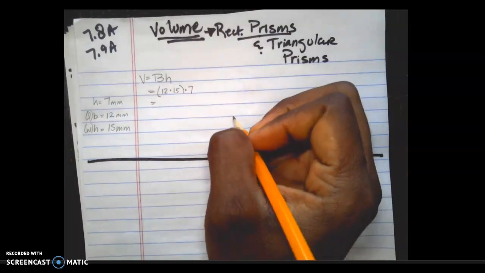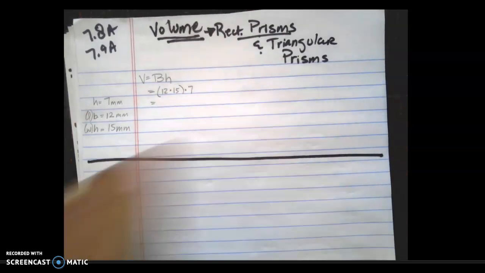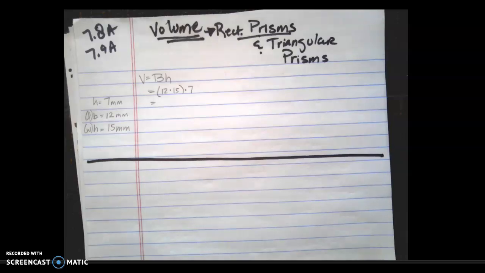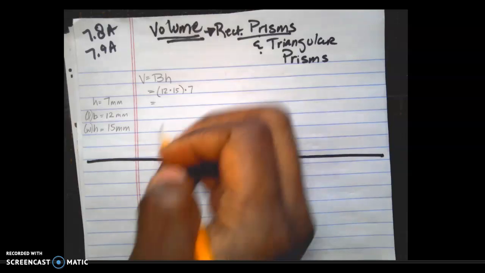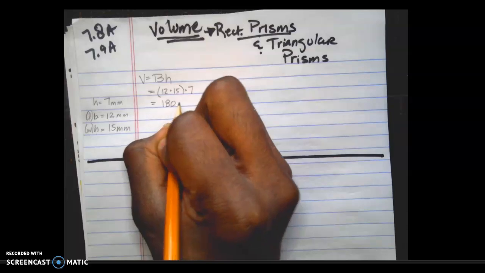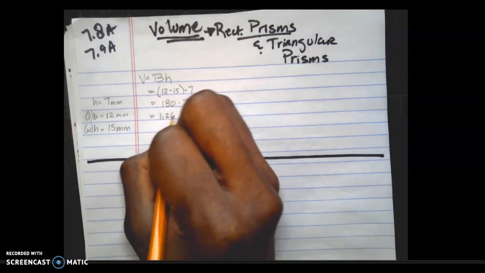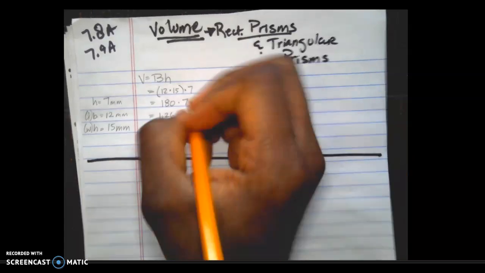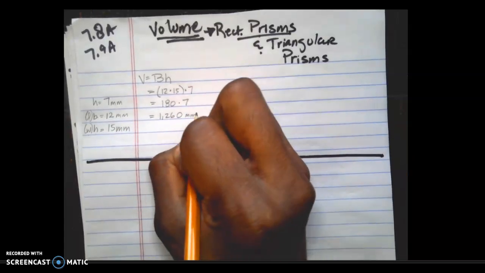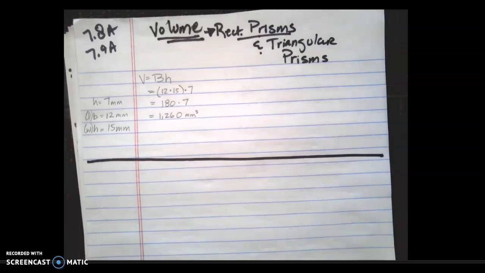Okay. We're going to set this up through the magic of YouTube. I already know that 12 times 15 is going to be 180. I'm going to multiply that by 7. That's going to give me 1,216. Okay. I'm going to go ahead and reattach my unit at this point. I know that it's now going to be millimeters cubed.